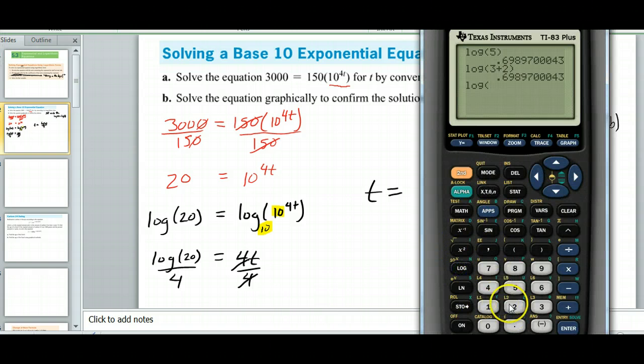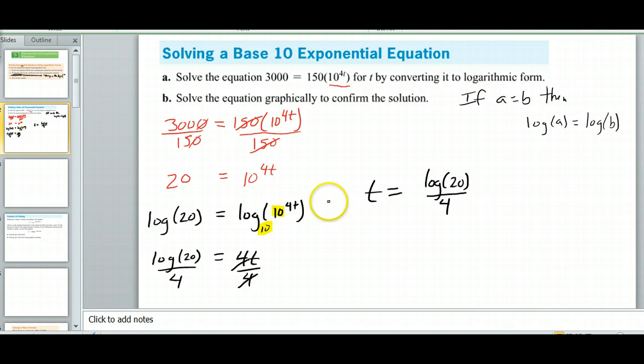So log of 20, close parentheses, divided by 4 gives me 0.325 to 3 decimal places. So t is approximately 0.325. Alright, and then part B says solve the equation graphically to confirm the solution.